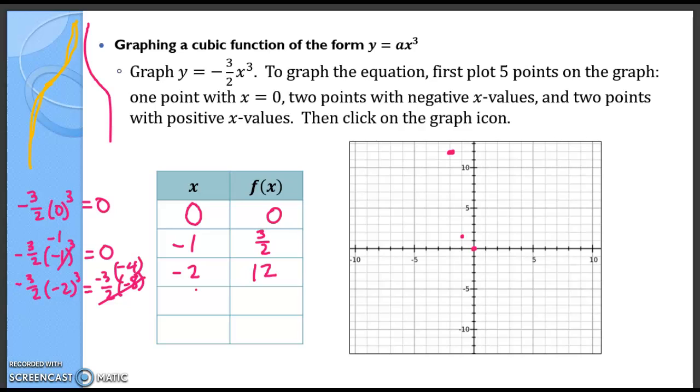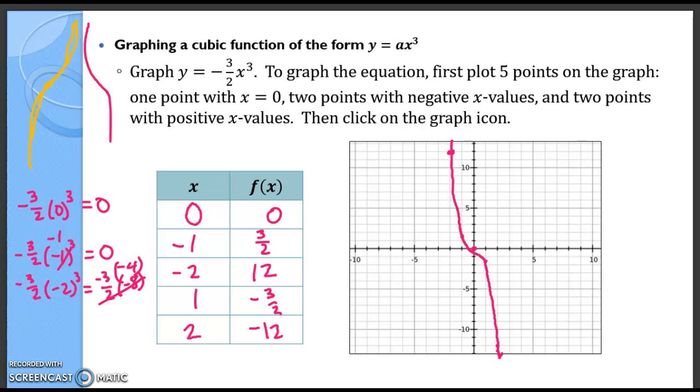Now if you were to plug in 1, you would get -3/2. And if you were to plug in 2, you would get -12. And I know that because I know these graphs are symmetric. So let's say Alex is giving you a little bit of a hard time plotting this -3/2 point. Okay?